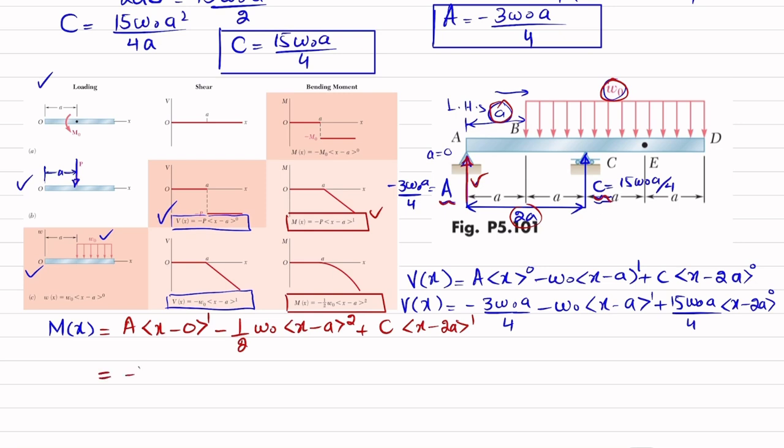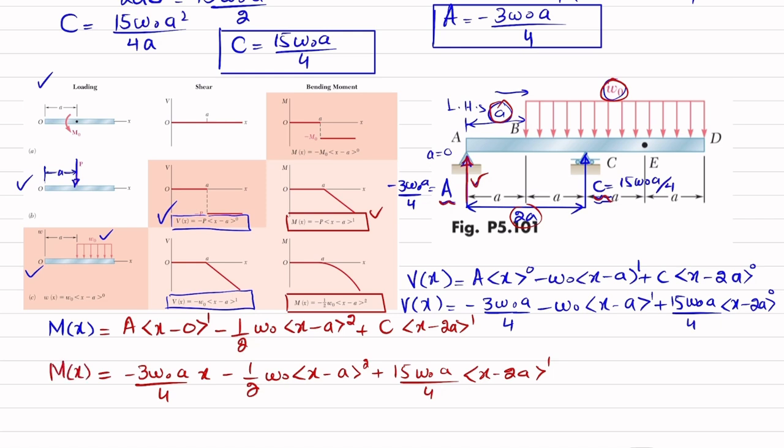Okay, now put the value of A. So A is minus 3 W naught A divided by 4 into X, because X minus 0 is X to the power 1. Clear. And the second one will become minus 1 over 2 W naught into X minus A to the power 2, and putting the value of C, which is 15 W naught A divided by 4 into X minus 2A to the power 1. And that is the required bending moment equation for the beam. Clear?